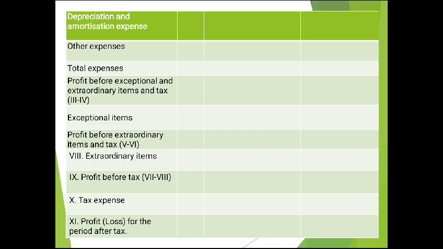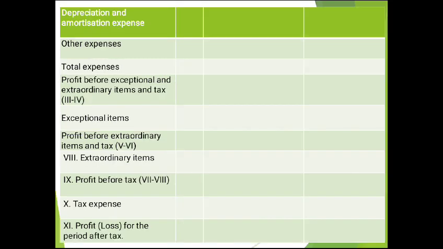Depreciation and amortization expenses. Here we show all the depreciation for the current year. Total expenses. Total expenses before exceptional and extraordinary items and tax. Eighth point, extraordinary items. Ninth one, profit before tax: the seventh one minus the eighth one. Tenth one, tax expenses. Eleventh one, profit and loss for the period after tax.